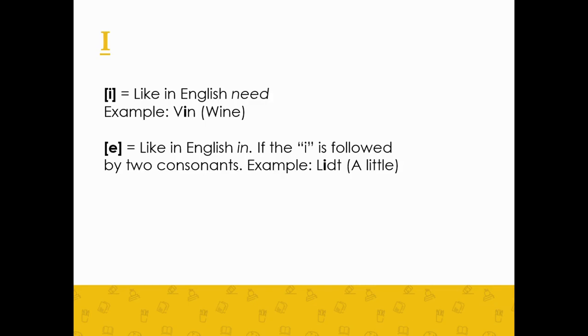Then we have the vowel I. I is pronounced like in the English "need". So I. Example, vin, wine. Then there's also I, like in English "in", if the I is followed by two consonants. Example, lidt. Lidt is a little. So I and I.